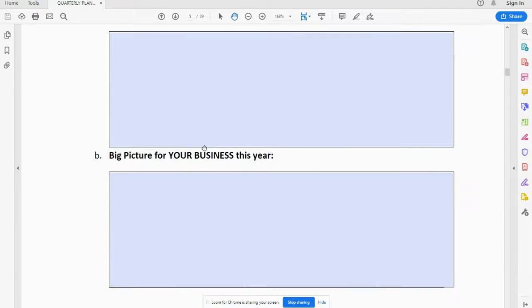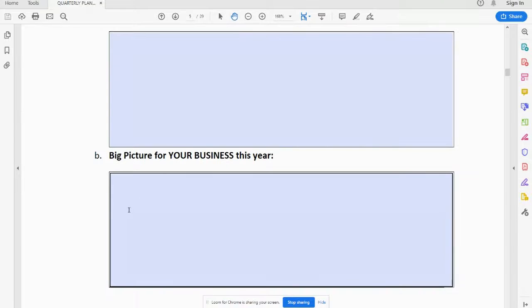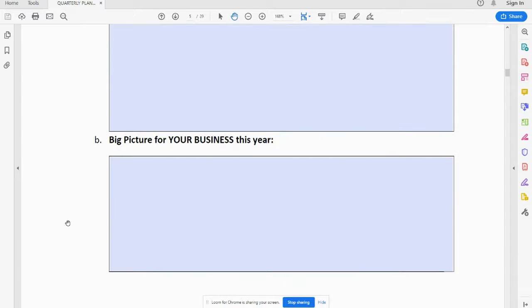And then your big picture for your business just for this year, for the next 12 months. So what would be the big picture? Where do you want to see your business in 12 months' time? So your life and your business for 3 years, your business for the next 12 months. Okay? And you can put as much detail to that as you want.